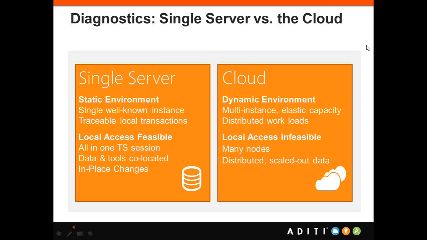Local access is infeasible. Yes, there are mechanisms by which you can remote desktop in, but that is just a workaround and should be used only in some cases. It should not be a practice to remote desktop to the dynamic virtual machines which we get. And there are multiple nodes. Obviously, there is another challenge which we have all the time: dynamic, and there are many nodes which are distributed. We're always talking about scale of data. So these are the basic differences we have to consider from a diagnostics point of view, comparing a single server or static environment with a cloud, which is a dynamic environment.